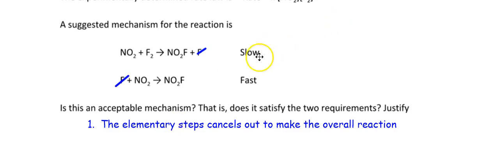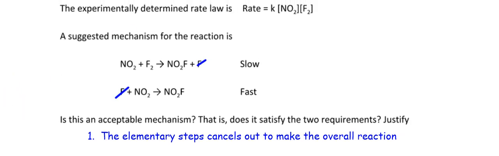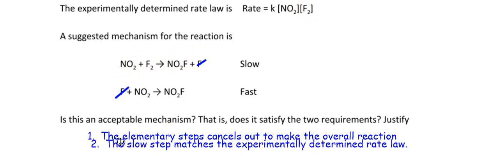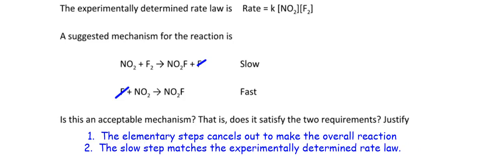Look at your slow step, all right? What do you get? NO2 plus F2 are your 2 reactants. Okay, so does that match the rate law right here? Well, I have 1 NO2 and 1 F2. I have 1 NO2, I have 1 F2, so the answer is yes, the slow step matches the experimentally determined rate law. So does it satisfy the 2 requirements? And the answer is yes, so that is an acceptable mechanism, okay?